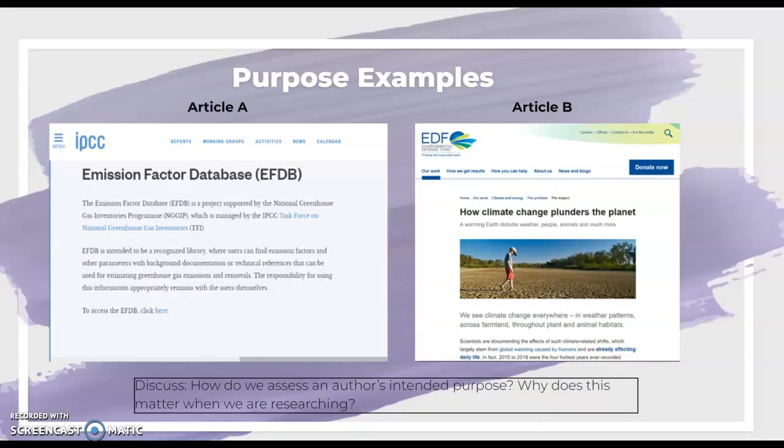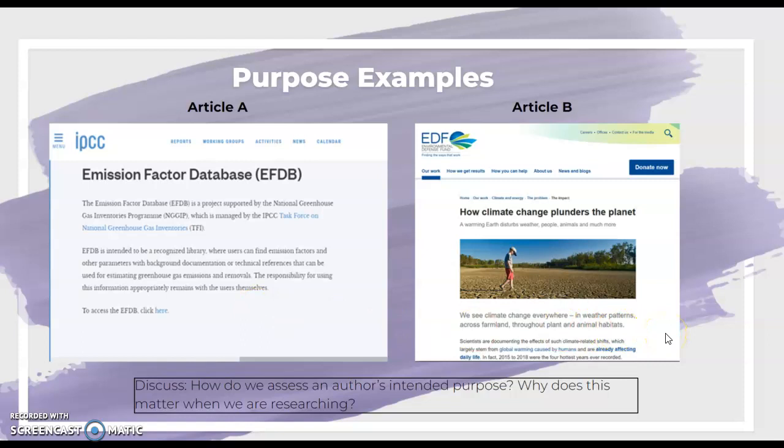So these examples here show on the left-hand side, we have a database that provides data that has been gathered by the National Greenhouse Gas Inventories Program. And so this obviously is just data being presented. It even says where users can find emission factors and other parameters that can be used. The responsibility for using this information remains with the users. So they're saying, here's the information, do with it what you will.